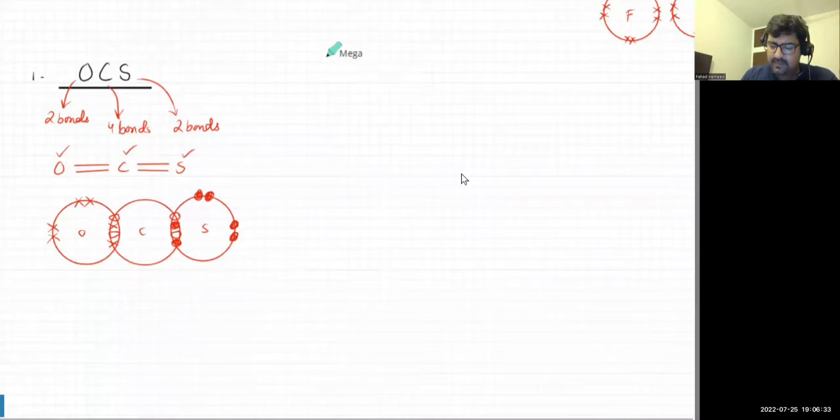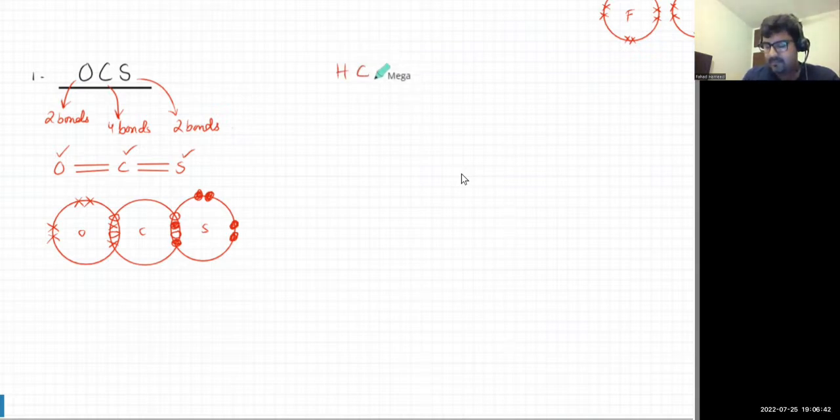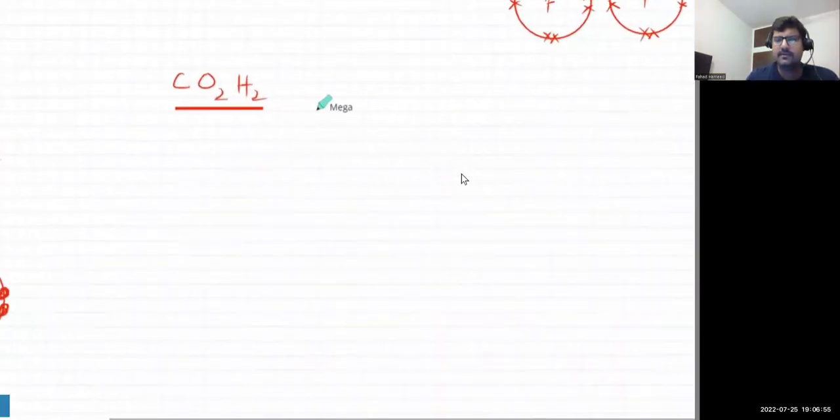Wait just a second. Let's try HC. Okay, let's try this one. Slightly more difficult. CO2H2. Now this is very difficult. CO2H2.